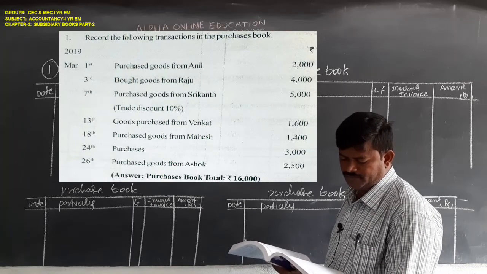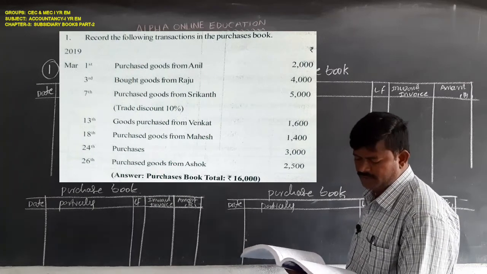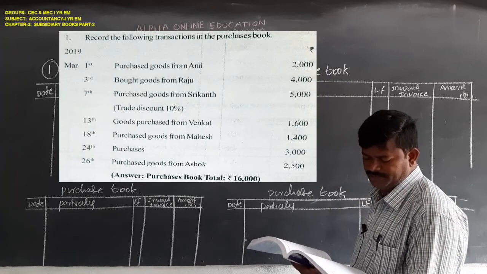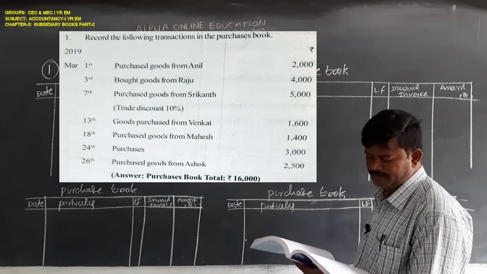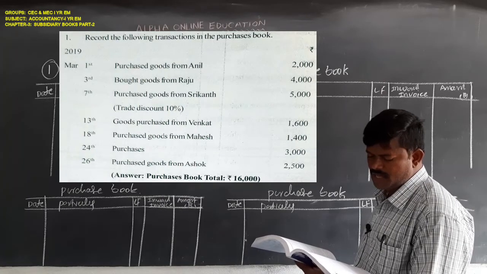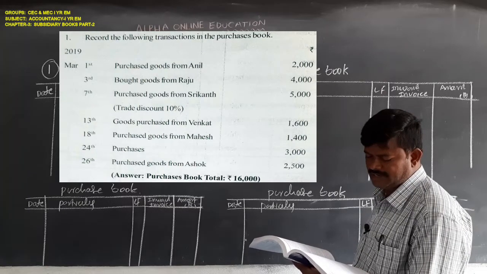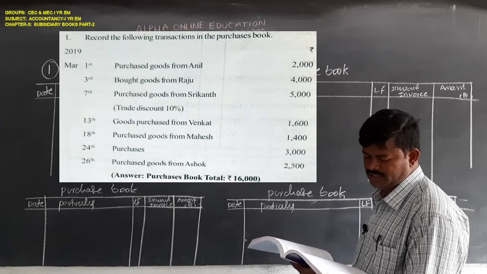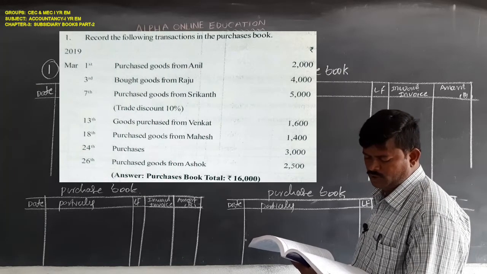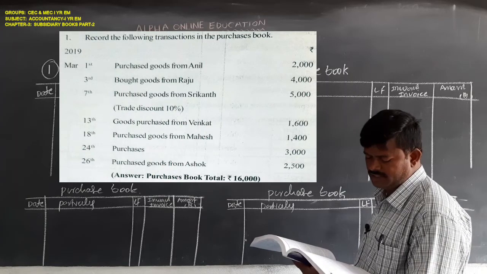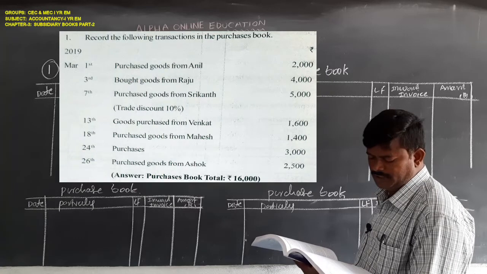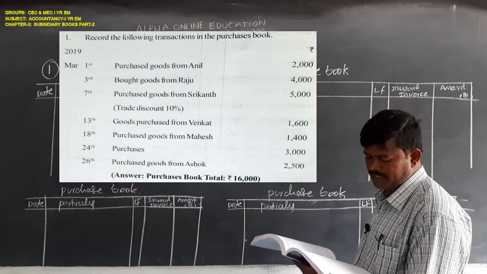March 3rd, bought goods from Raju, 4000 rupees. Purchase goods from Srikanth, 5000 rupees, trade discount is 10%. This is also credit purchases. 13th, goods purchase from Venkat. This is also credit purchases. 18th, purchase goods from Mahesh. This is also credit purchases.